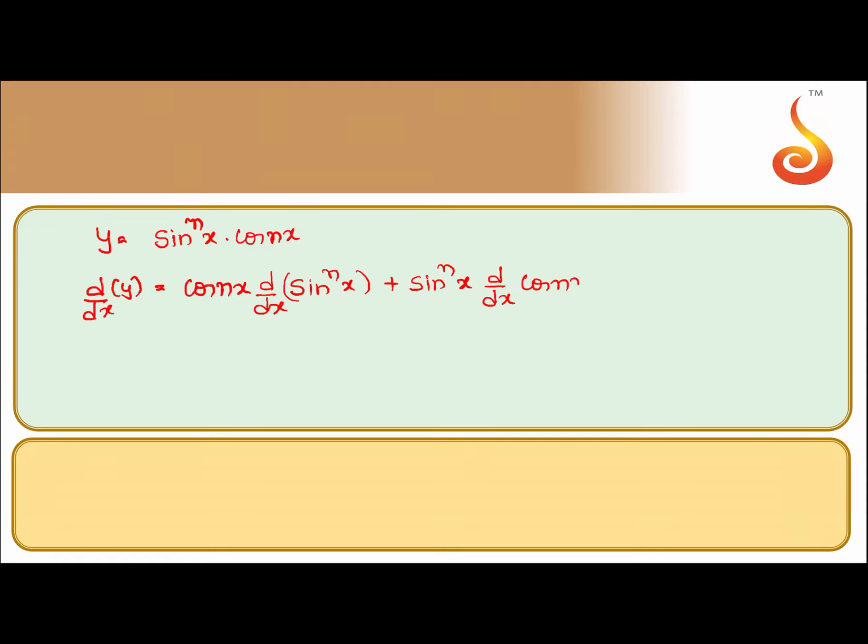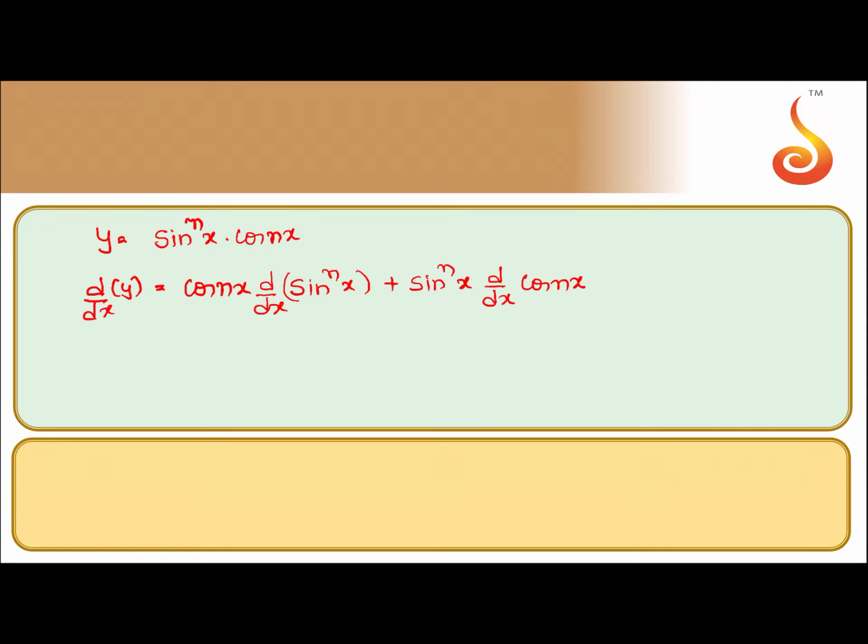Y equal to sin to the power nx into cos nx. Step 1: dy by dx is equal to cos nx into d by dx of sin to the power nx, plus sin to the power nx into d by dx of cos nx.